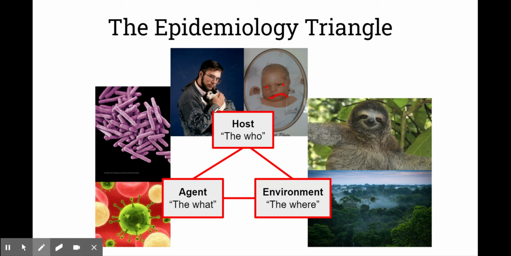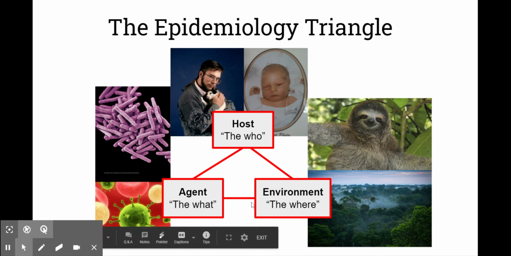Okay. So we can't have disease without people. You can have a location where viruses and bacteria are floating around everywhere, but if there's no people there, you're not going to have disease. And then finally, let me just erase this. Finally, we need an environment that allows the host and the agent to come together.